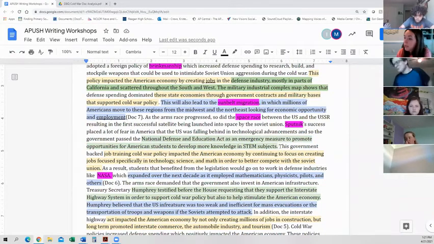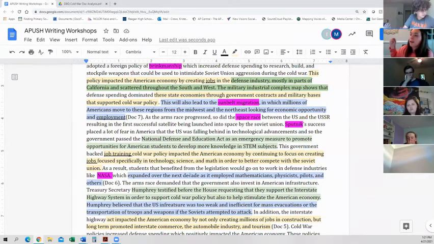It's about STEM. This government-backed job training, I was a little redundant here, Cold War policy impacted the American economy by continuing to focus on creating jobs. I use the word focus too many times, specifically in technology, science, and math in order to better compete with the Soviet Union. See how I'm supporting it? I'm using the words American economy, impacted, Cold War policy impacted American economy, job creation. I'm supporting my thesis, okay?